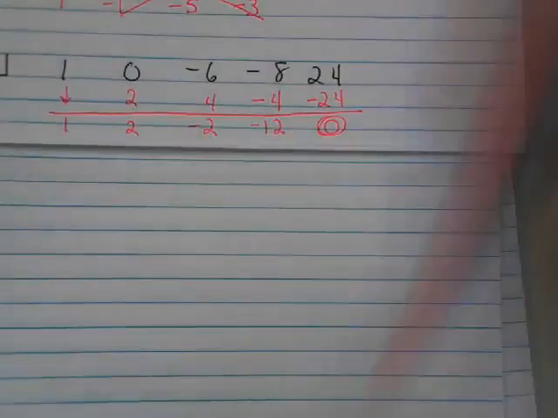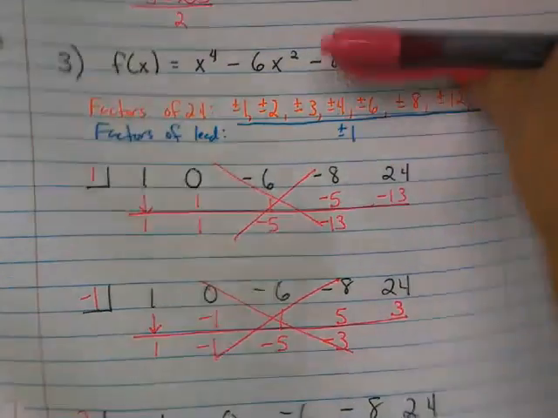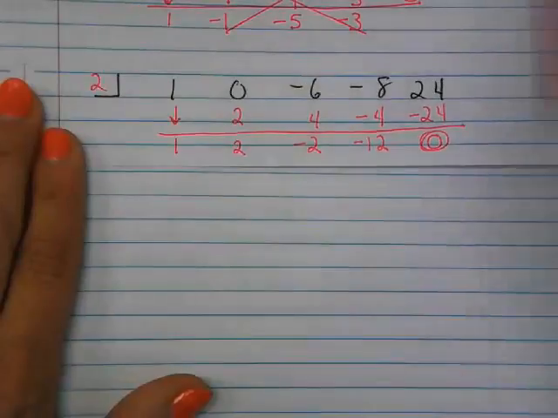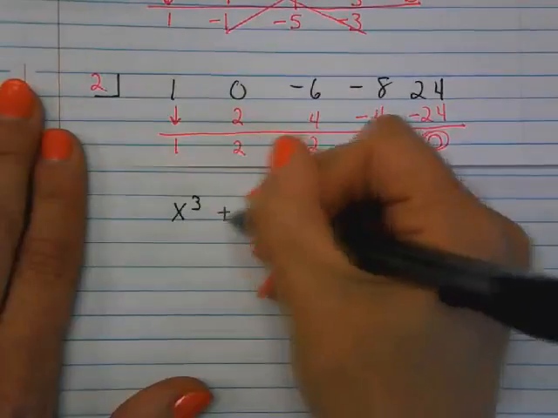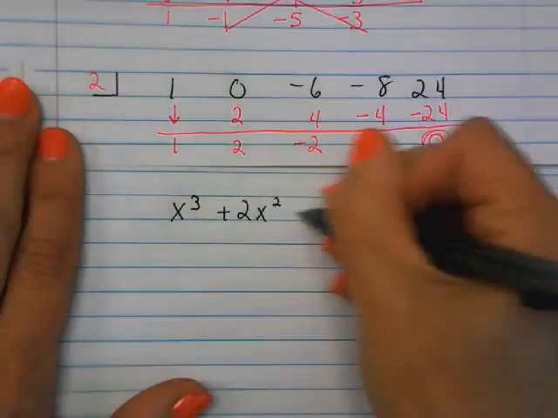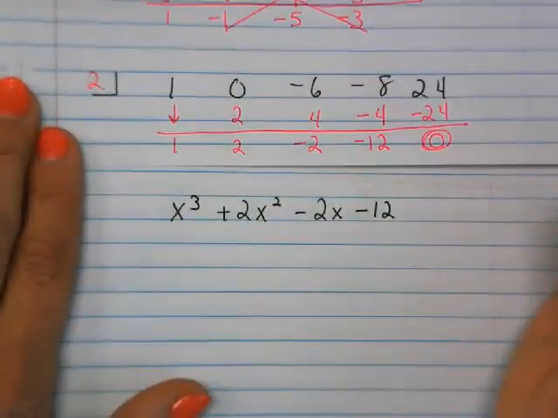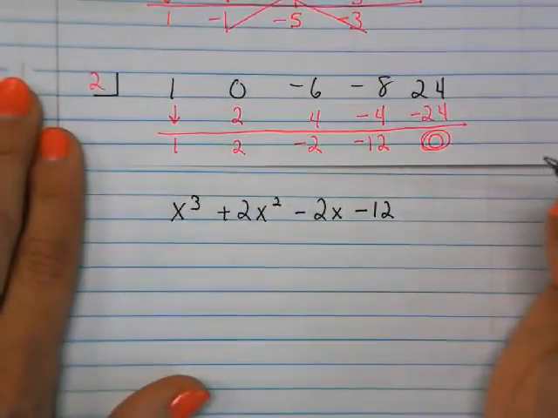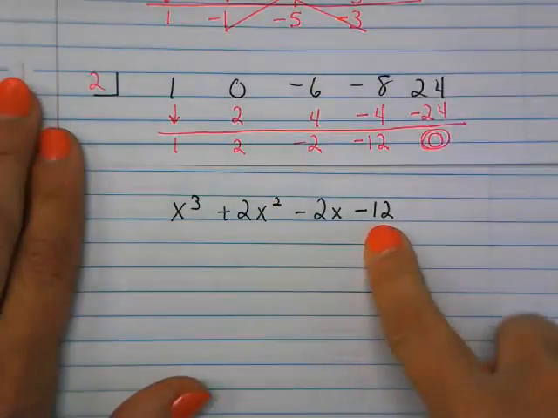Now, I started with an x to the 4th, which means my newest synthetic takes me down to an x cubed. So I really have x cubed plus 2x squared minus 2x minus 12. And guess what we get to do? You get to do it all again. However, be careful, because do you notice that now my end constant has changed?